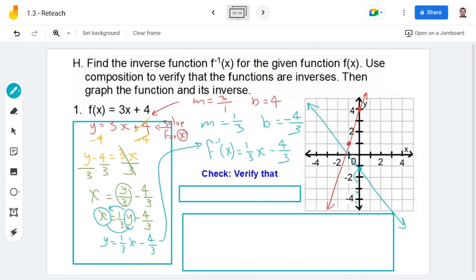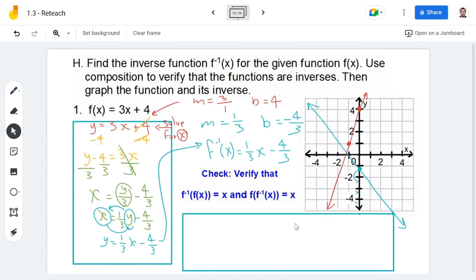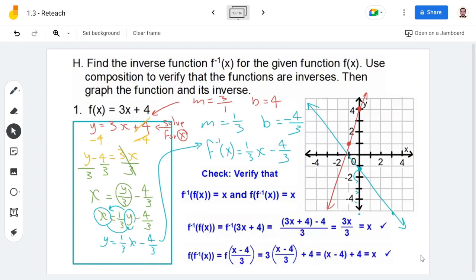Let's do the second one here. I just need to save time. Now let's check from the answer here. Let's put them together. As you can see, my function is 3x plus 4. Let's replace it, which will be 3x plus 4 minus 4 over 3. Then we simplify this, and we get x, which is the correct answer. x is equal to x.